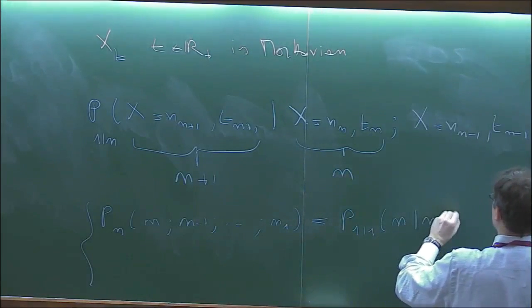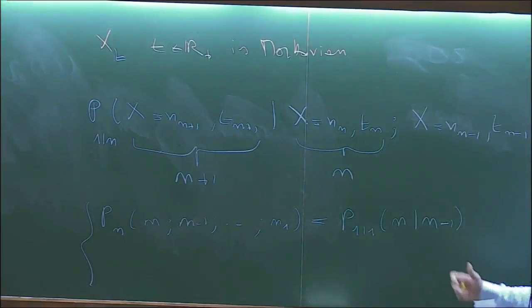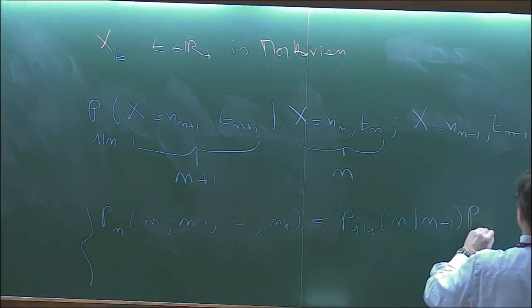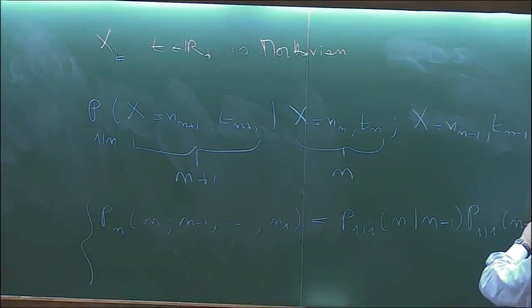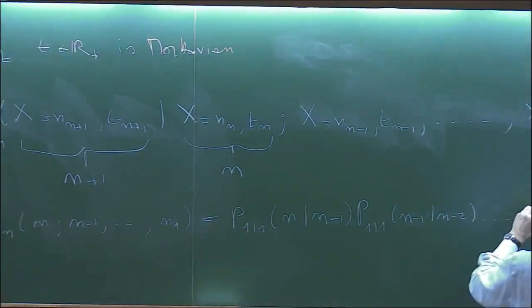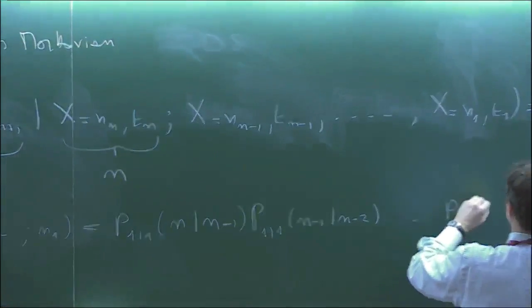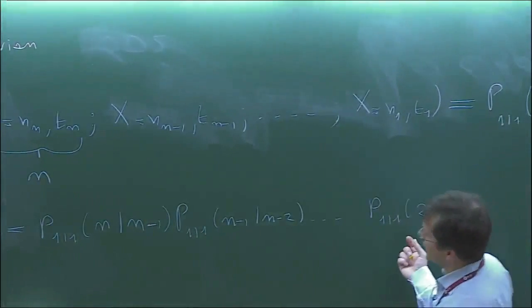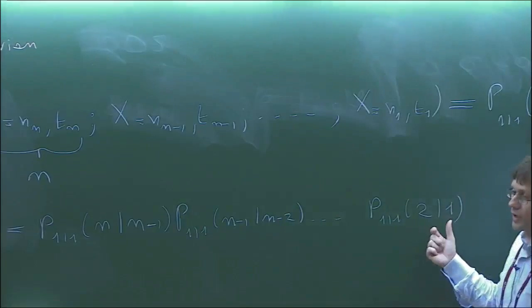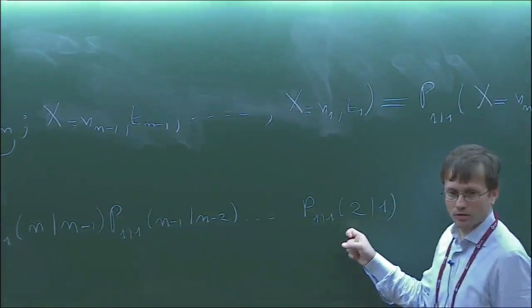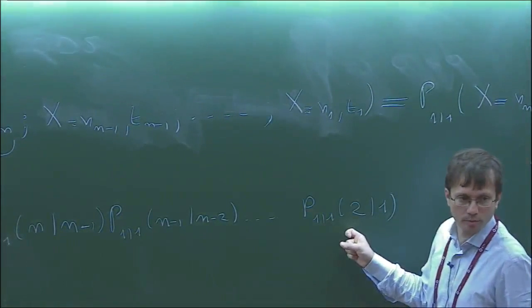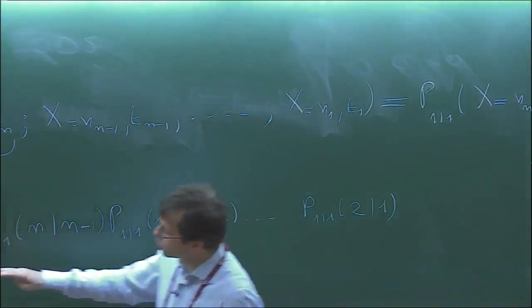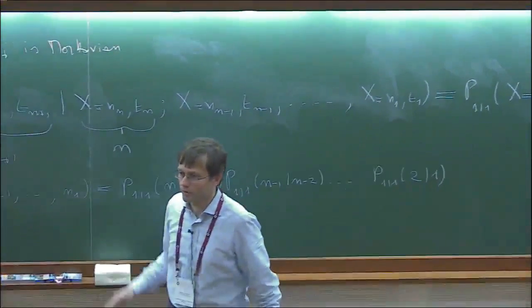So to obtain n given n minus 1, times obtaining n minus 1 given n minus 2, and so on till the last term, which is to obtain 2 given 1. So in a sense, once you know how to go from one point to the other, the so-called transition probability, you are able to evaluate all possible joint probability distributions.